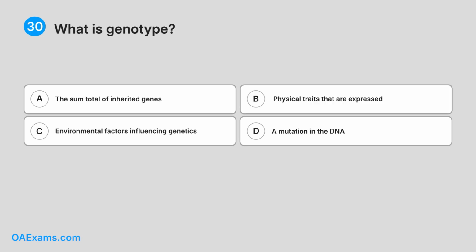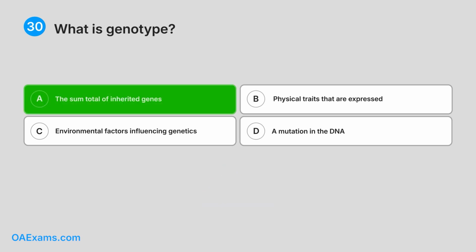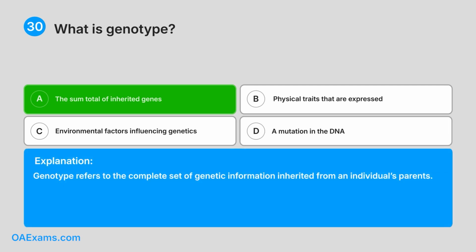30. What is genotype? A. The sum total of inherited genes. B. Physical traits that are expressed. C. Environmental factors influencing genetics. D. A mutation in the DNA. Do you know the answer? Correct answer. A. The sum total of inherited genes. Explanation. Genotype refers to the complete set of genetic information inherited from an individual's parents.